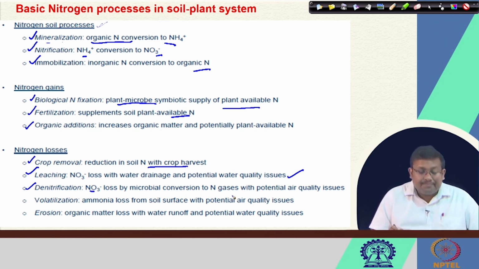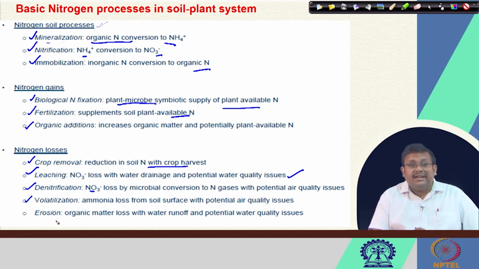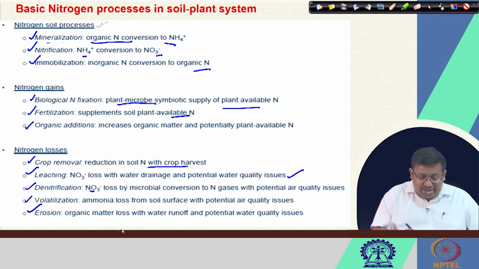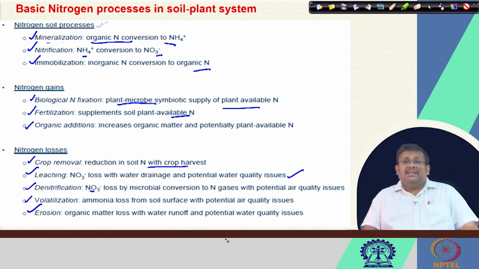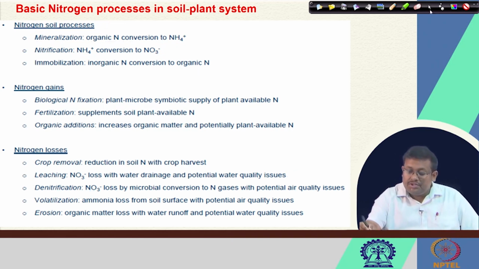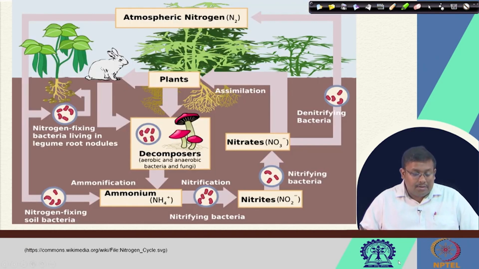And the fourth one is volatilization, where ammonia is lost from the soil surface, creating different types of potential air quality issues. And finally, erosion. Erosion is the loss of organic matter with water runoff and potential water quality issues. So, these are the pathways through which nitrogen is lost from the environment. So, this is an overview of the nitrogen cycle.